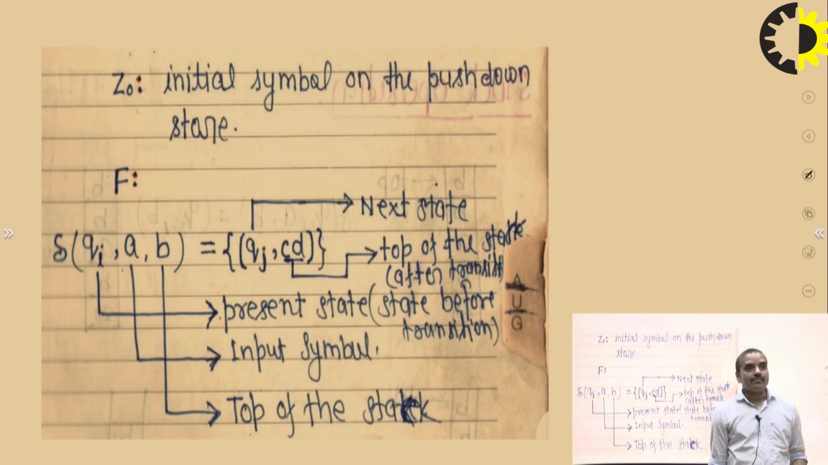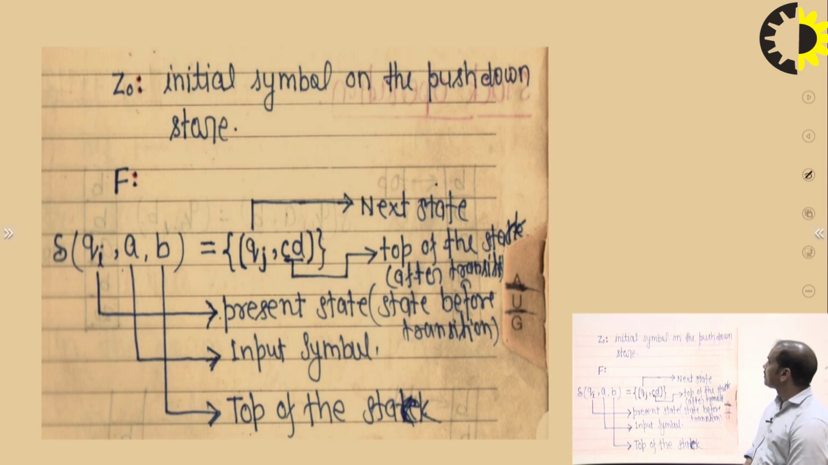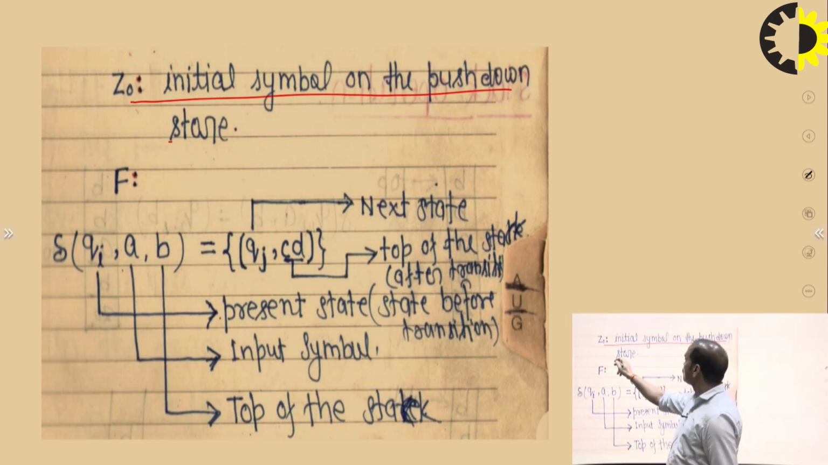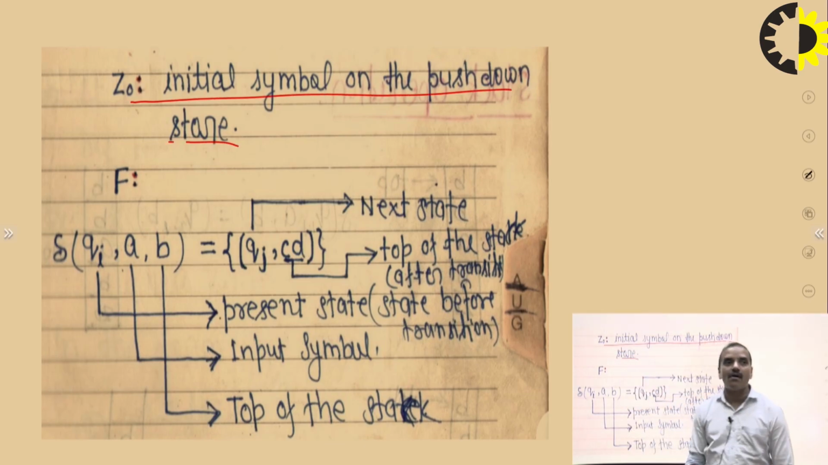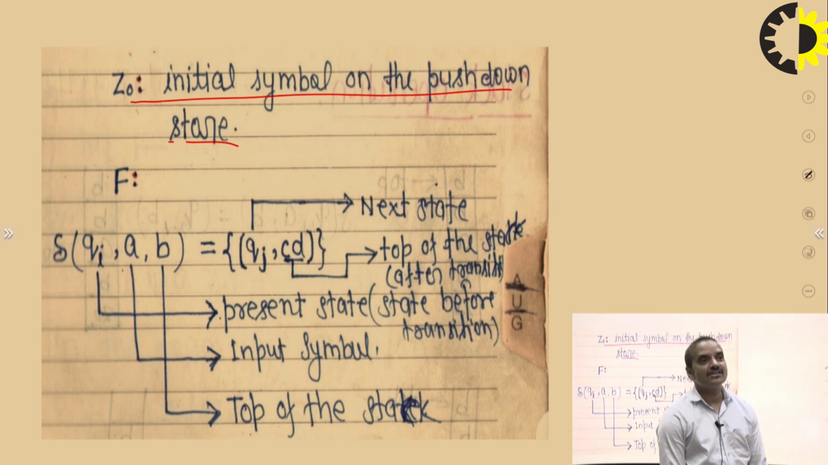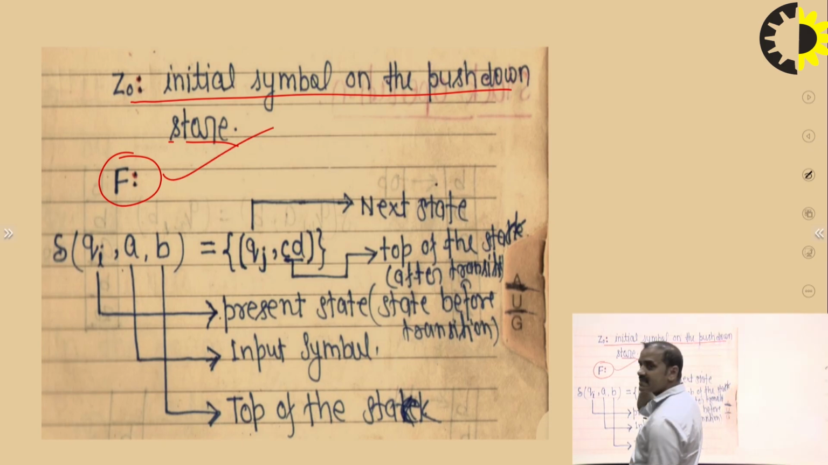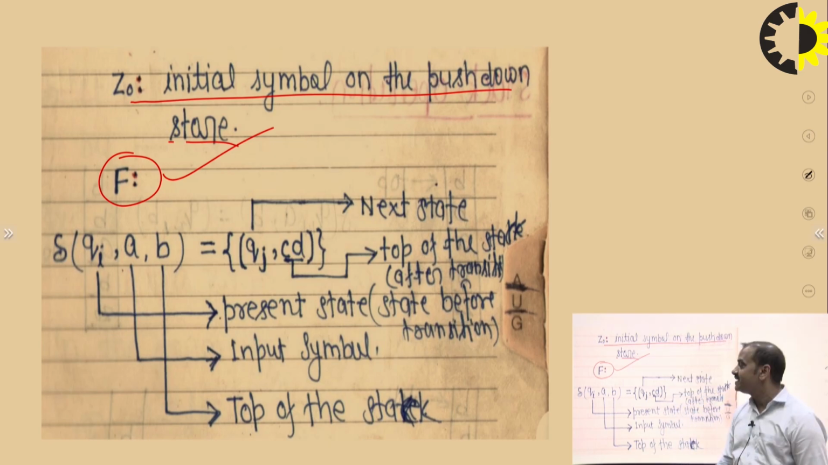Now, the next one is Z naught. Z naught is the initial symbol on the pushdown store. This decides which symbol we have to push at the bottom of the stack, that is Z naught. F is the set of final states where we have to check whether our machine halts or not. If our machine halts on F, then we say the machine accepted the given language, otherwise rejected.